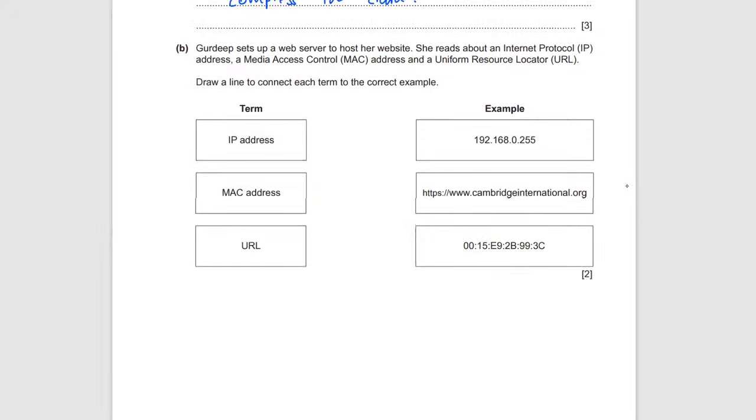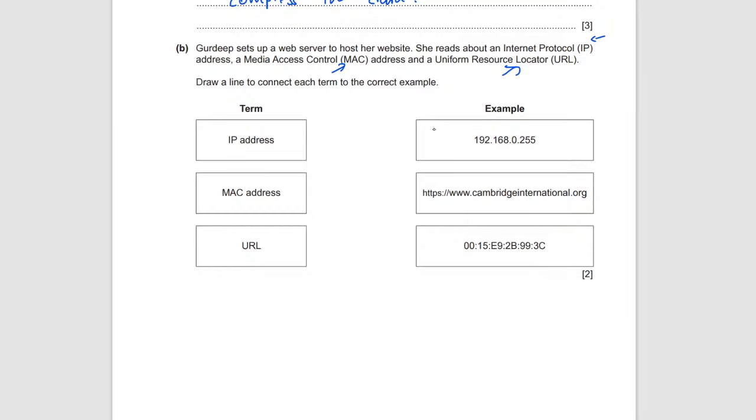So let's see here, we have Gurdeep, who sets up the web server to host her website. She reads about an internet protocol. IP address. What's an IP address? An IP address is a unique address given by the ISP. What's the MAC address? MAC address is the media access control address. This is set by the manufacturer, and it is unique to every device. The URL, we all know URLs. It's used for web pages to locate them. Universal resource locator.